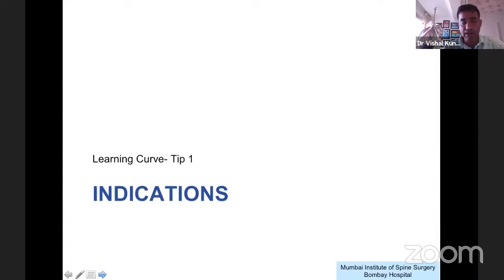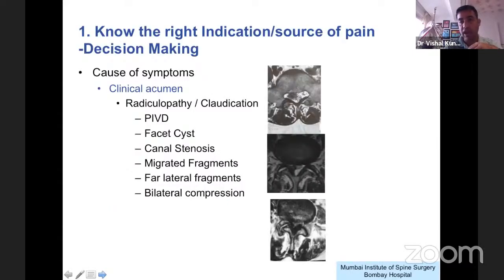The first tip I will tell is indications. I think the most important aspect, like we have been seeing in cases like degenerative scoliosis and other cases, is that we must try to understand that those are not the cases to be handled by a novice or a new, upcoming MIS surgeon who's getting into the new territory of using a microscope or a tubular surgery. And that is why having the right indication for doing an MIS surgery is extremely important. And for that, you must know the exact source of pain.